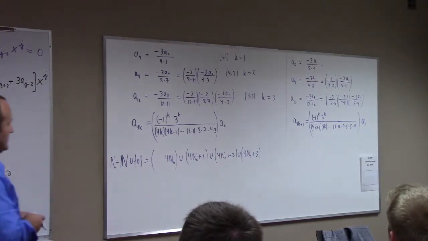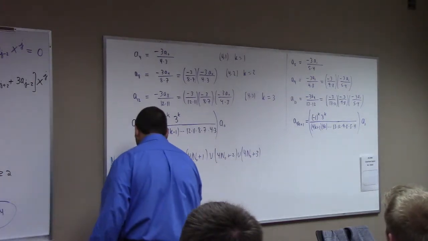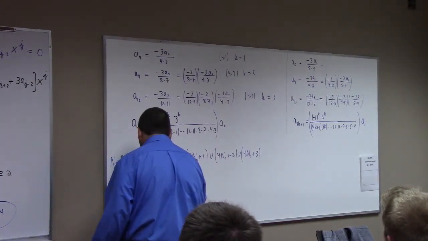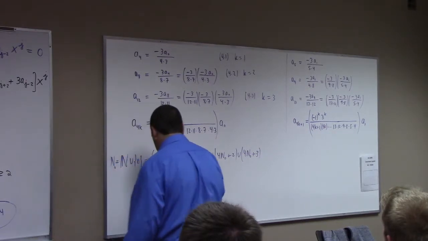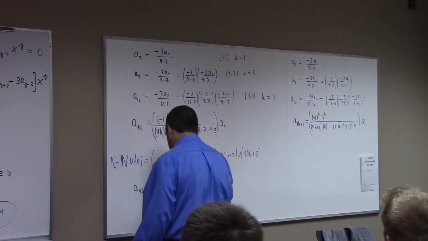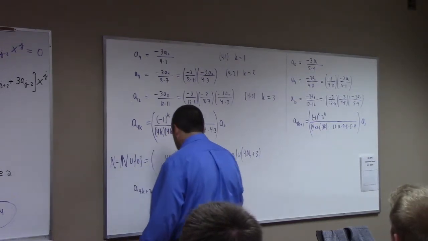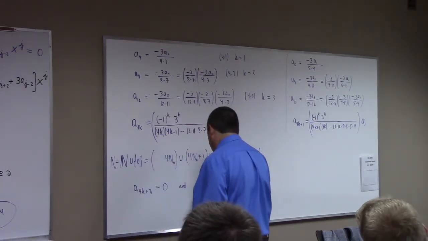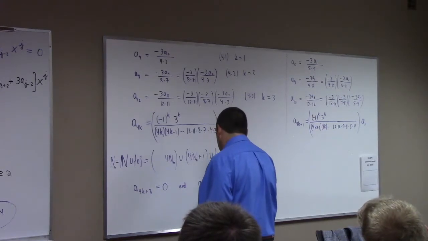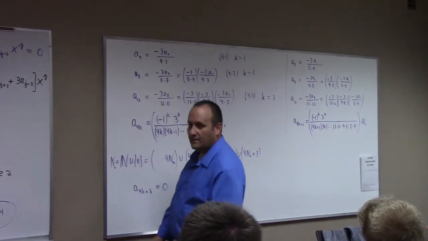Okay, so how about, on the other hand, you got your a sub 4k plus 2, which is what? This is equal to 0. And why is a sub 4k plus 3 equal to 0? Why are these all 0?